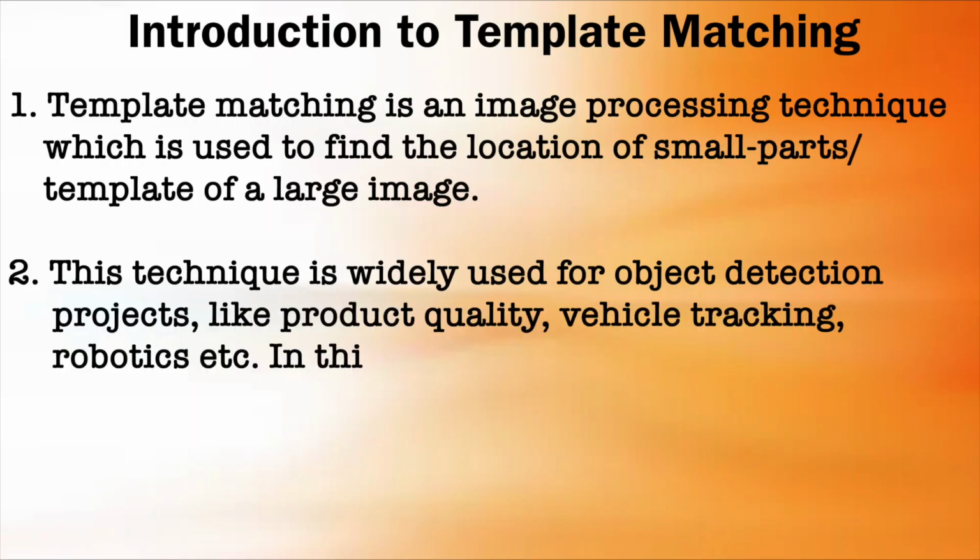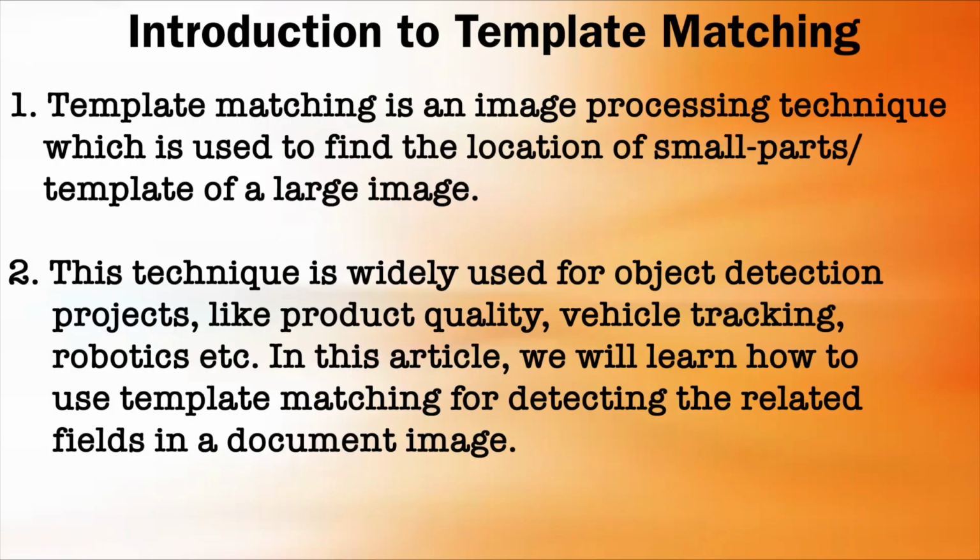Let's begin with the topic. What is template matching? Template matching is an image processing technique which is used to find the location of small parts, the template, of a large image. This technique is widely used for object detection projects like product quality, vehicle tracking, robotics, etc. In this article, we will learn how to use template matching for detecting the related field in the document image.